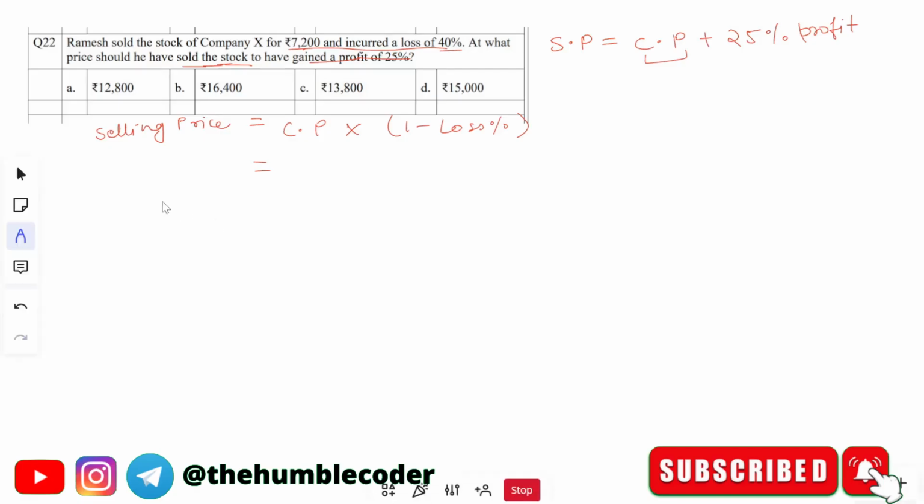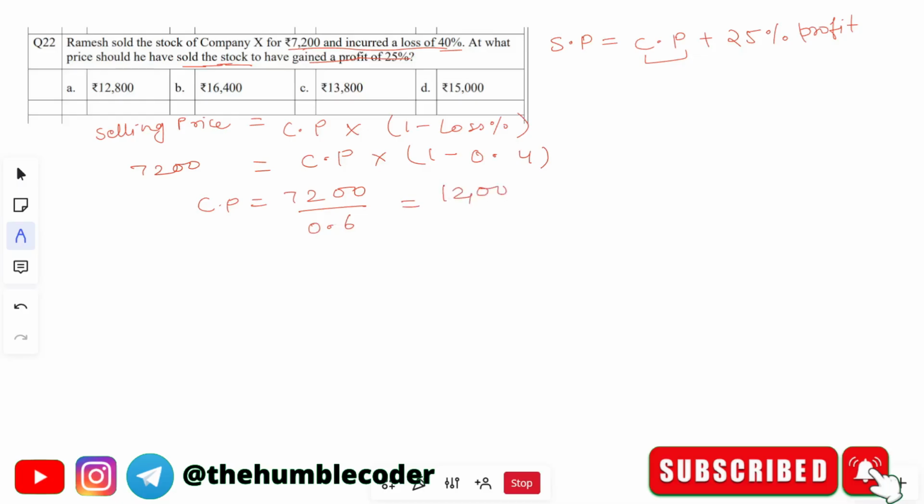Let's substitute the values here now. So selling price is how much? 7,200, and then cost price we need to find out, and then 1 minus loss percentage. 40% we can write as 0.4. So now we will solve these values. Cost price is equal to 7,200 divided by 1 minus 0.4, which is 0.6. When you solve it, we will get 12,000. So we have found the value of the cost price.